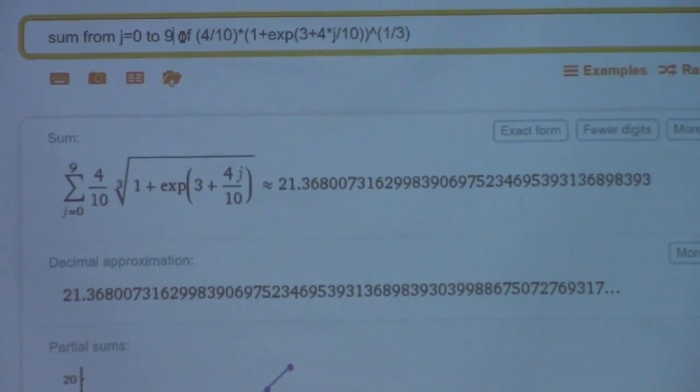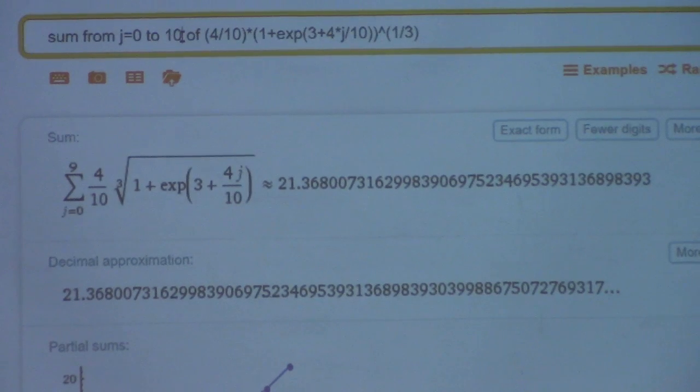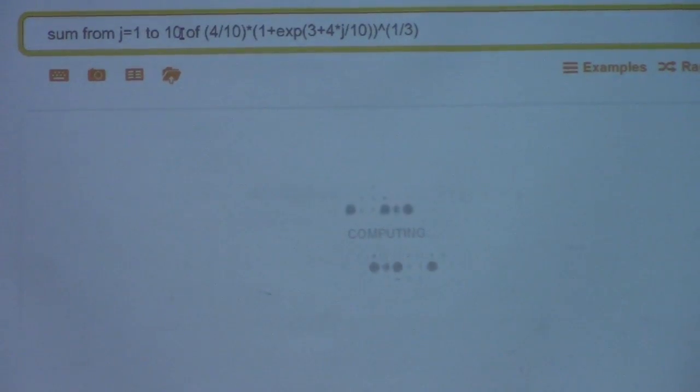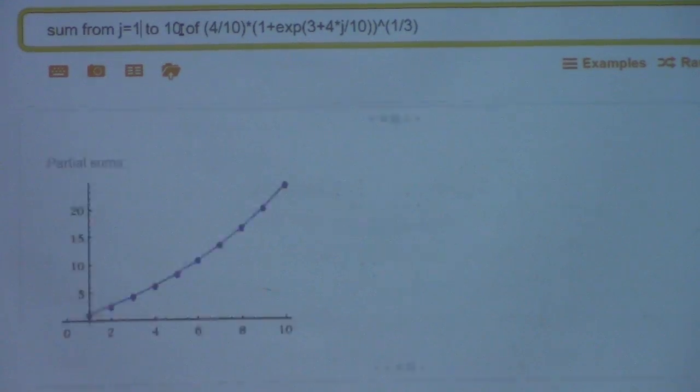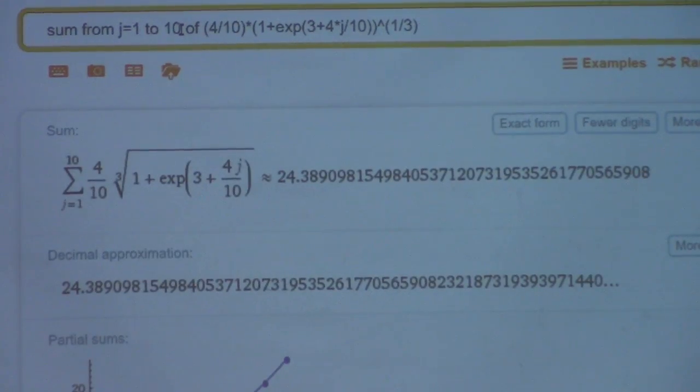Let's see here for this. What do I do? Just j equals. Let's see what the right endpoint rule with order 10 gives us. $24.39. Does that make sense? What is the actual answer approximately?